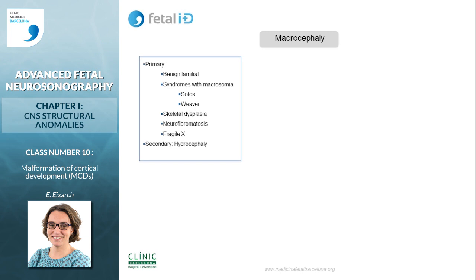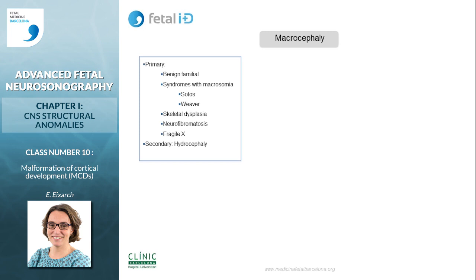Macrocephaly can be primary or secondary. Primary macrocephaly has different causes. One is the benign familial. Others are associated with macrosomia, such as Sotos or Weaver syndromes, skeletal dysplasia, neurofibromatosis, or Fragile X. And the most frequent cause of secondary macrocephaly is hydrocephaly.